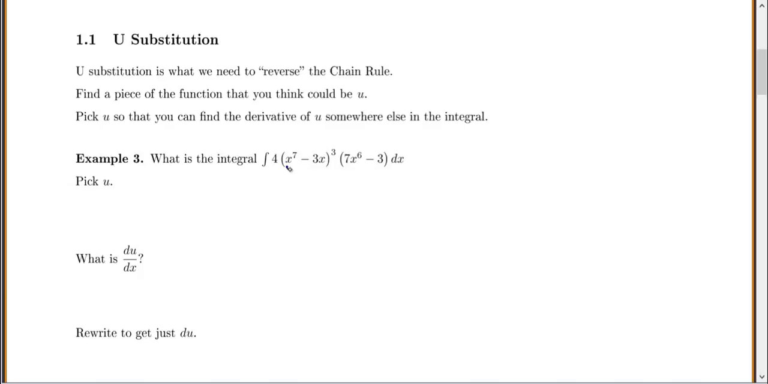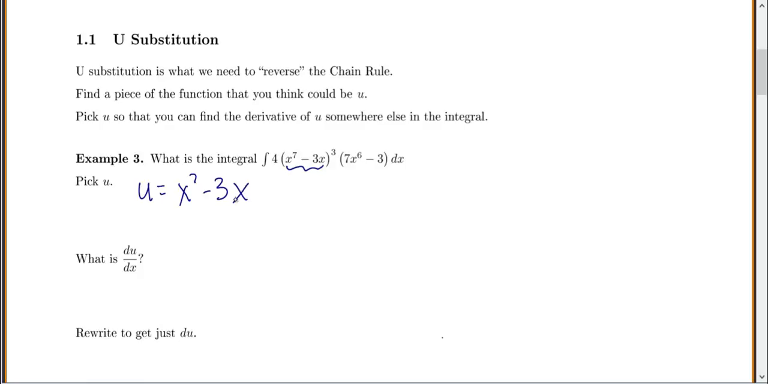So I might pick this x to the 7th minus 3x because it's inside parentheses and it has the power of 3. So it looks like it's in the most complicated set of parentheses, maybe. So I might start by trying it. I might be wrong, but this is going to be my first guess for a useful u. So I'm going to say that u is x to the 7th minus 3x.